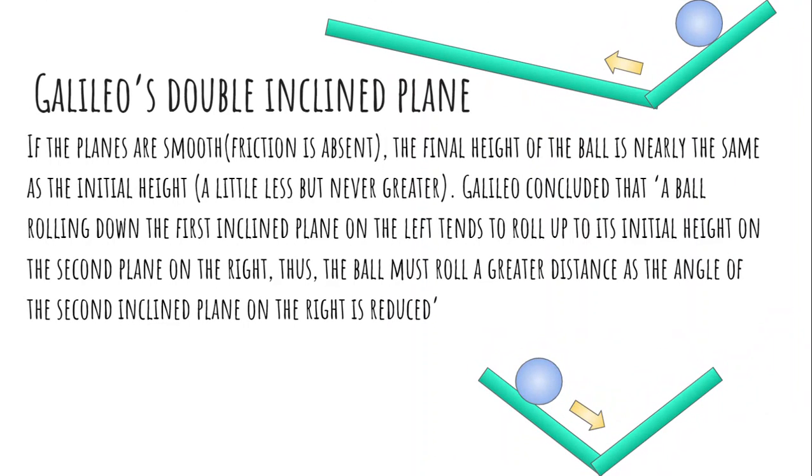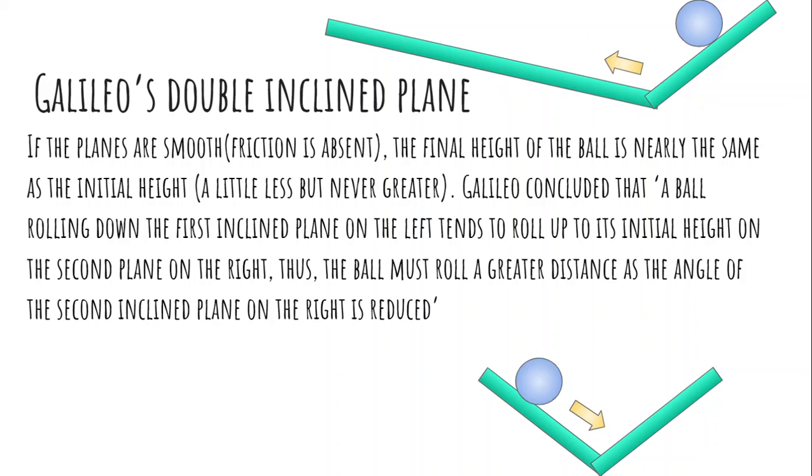And then we have the double inclined plane. In the top picture right here, you can see that the ball is moving from a small block to a longer block of the same height. According to Galileo, this ball is going to roll up all the way until it reaches the same height, and his basic conclusion was that a ball rolled down the first inclined plane on the left tends to roll up to its initial height on the second inclined plane on the right.